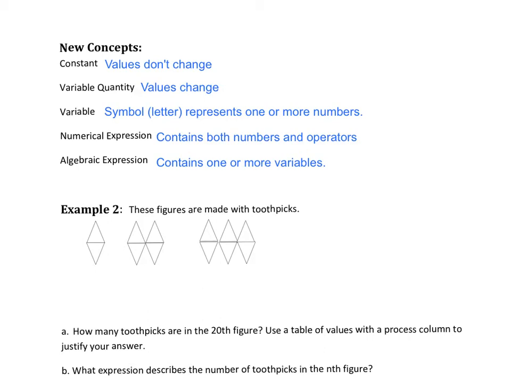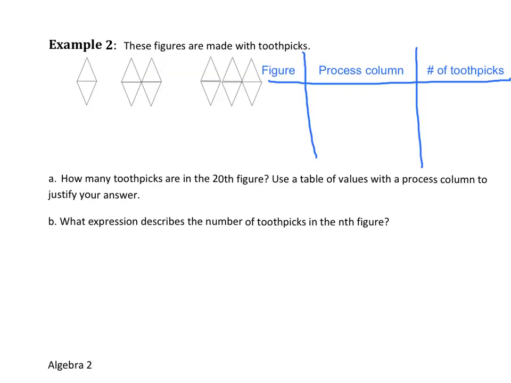Okay, so I'm demonstrating a method that the book shows in which they allow you to demonstrate what you know but using a table. And the table has 3 columns, and the first column, we're going to just list what figure number we're on. So we have figure 1, we have figure 2, and figure 3. And we're looking for a pattern so that if I asked you figure 7, how many toothpicks are being used, you're going to be able to come up with that.